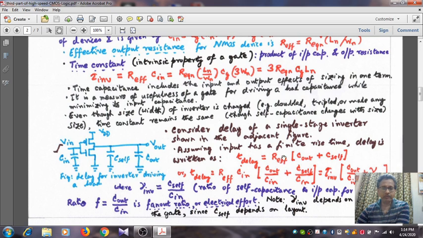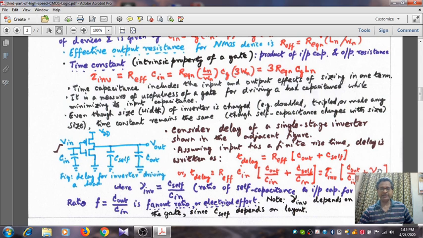What we do, we multiply it by the input capacitance, that means it becomes R effective into C in, then C out by C in plus C self by C in. So R effective and C in becomes tau inverter. When multiplying within the parenthesis, C in goes in the denominator. So C out by C in, what is this? This is nothing but the fan out factor.